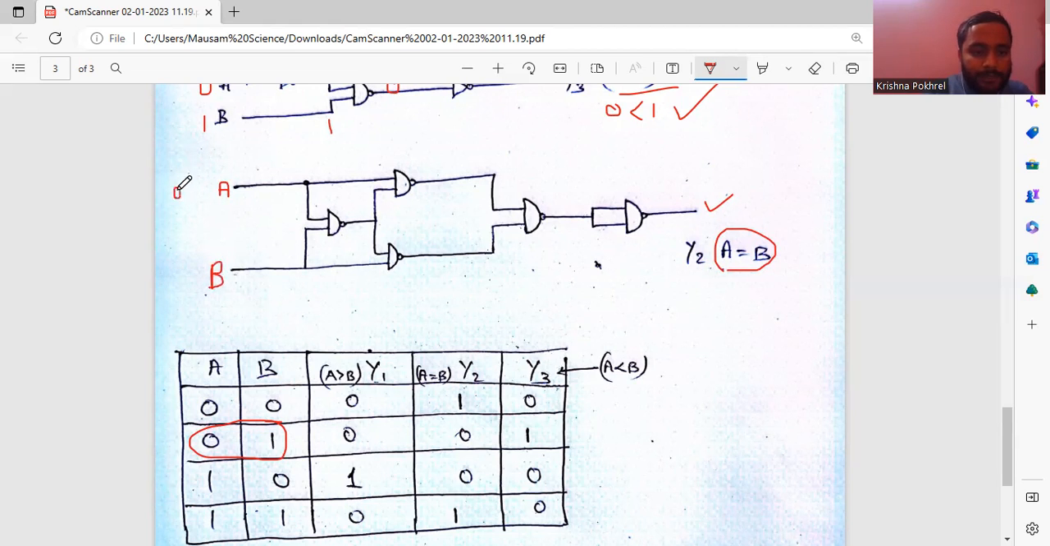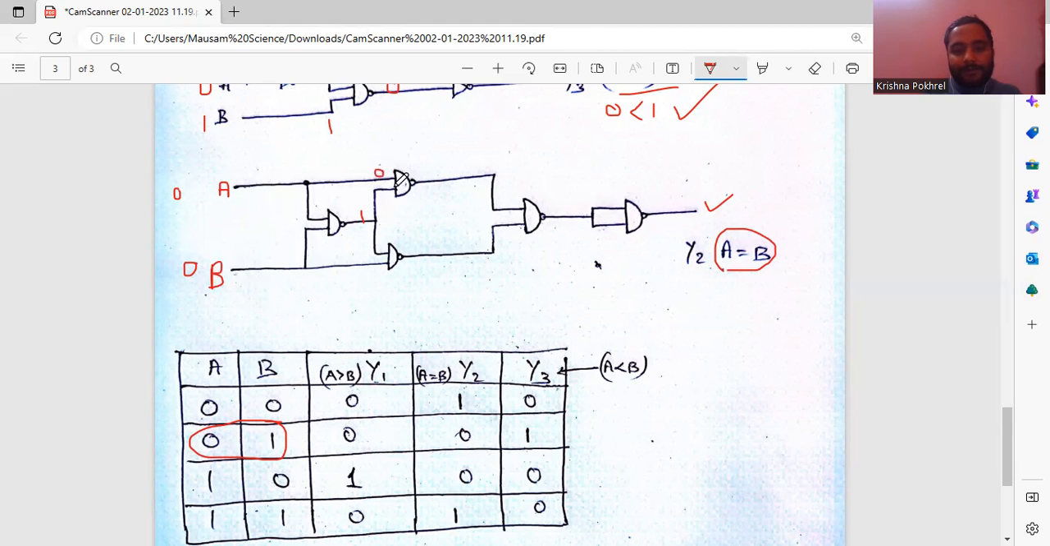Suppose, let us say here both are 0. 0, 0. That means A is equal to B. In this case also we will get the output high. So if 0 is here, then here also 0. If any one term is 0, from here also 0 coming, but any one 0, then the output will be high.